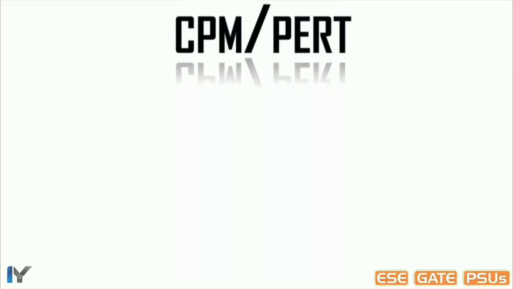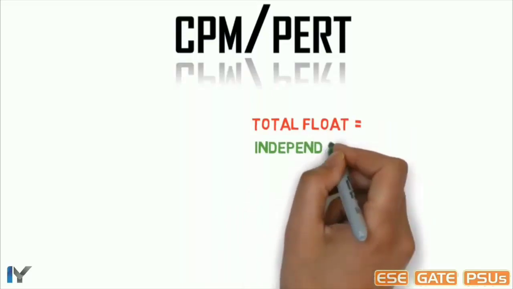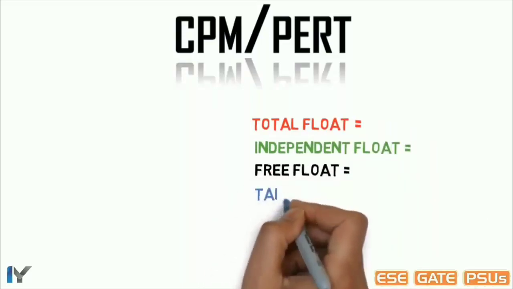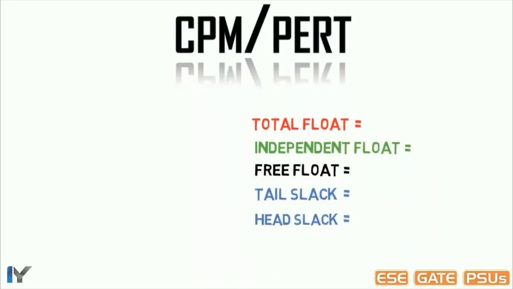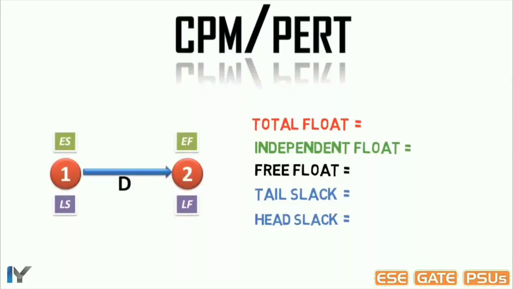More various questions can be asked from this network for a particular activity, like total float, independent float, free float, tail slack or head slack for any activity. Here I am giving a very simple way in which you can remember the formulas to find out these values easily one by one. Let's consider this is an activity of a network diagram from which questions are asked.